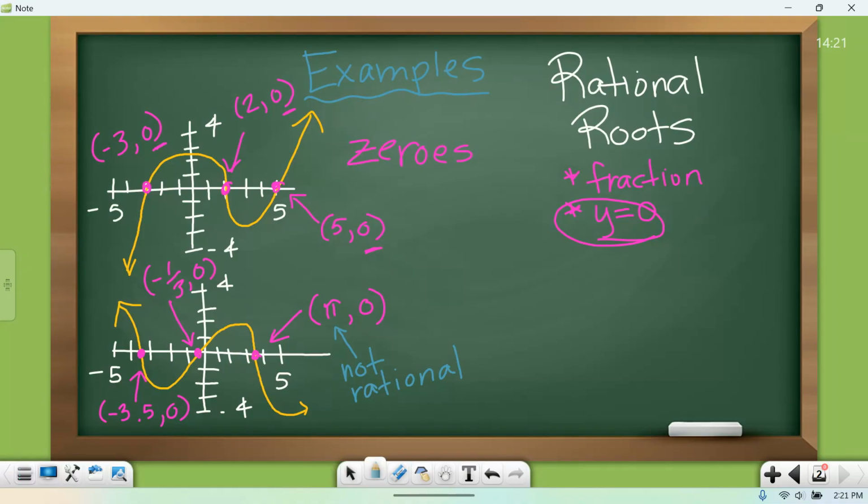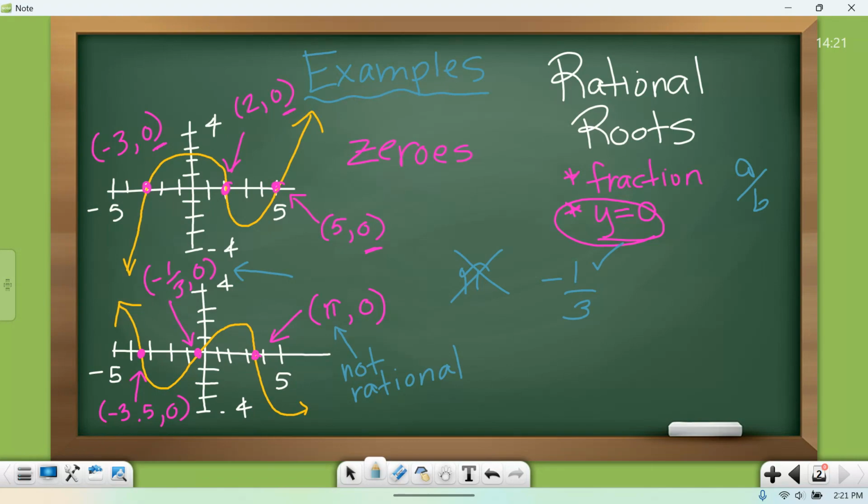So let's look at the next one. The next one is -1/3. So we know that pi is not rational. Is -1/3 rational? Well, it fits exactly what we talked about. Remember, we're looking for numbers in the form of a over b, right? And that's what we have with -1/3. So -1/3 would be one of those rational roots.